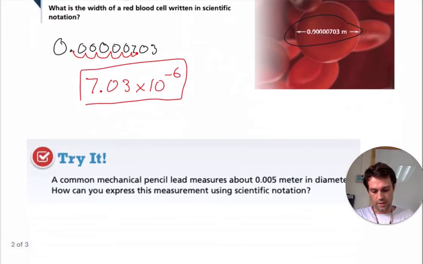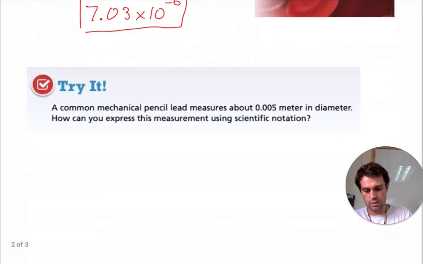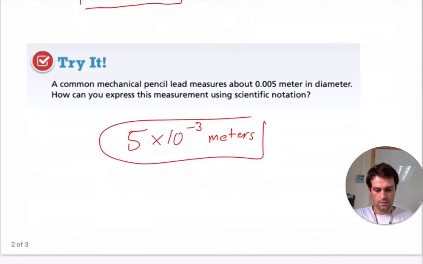All right, so a common mechanical pencil lead measures 0.005 meters in diameter. How can you express the measurement using scientific notation? Go ahead and do that. So you should have gotten 5 times 10 to the power of negative 3 meters. Don't forget your units, okay?